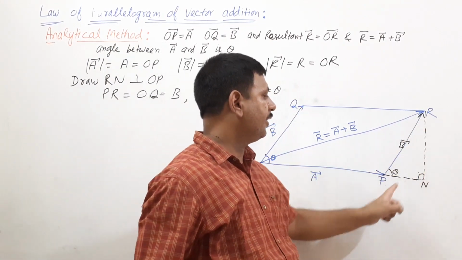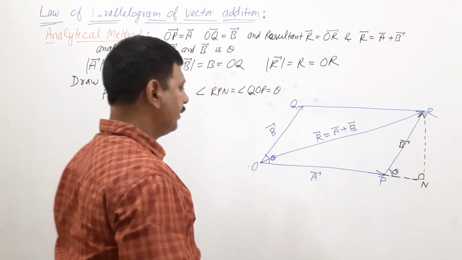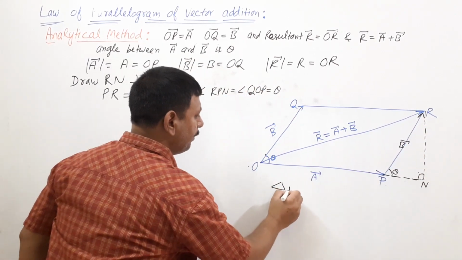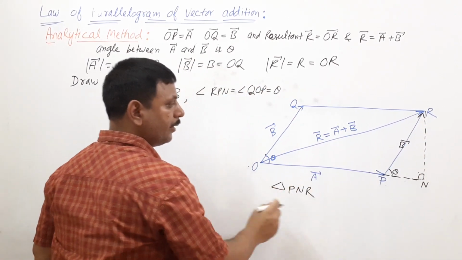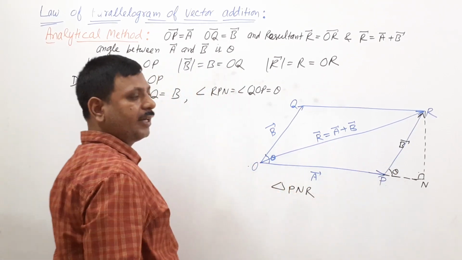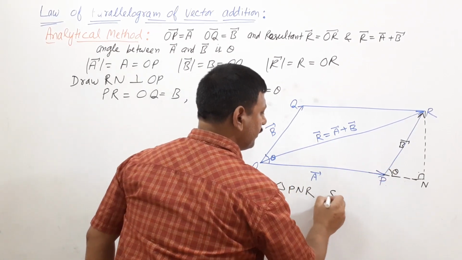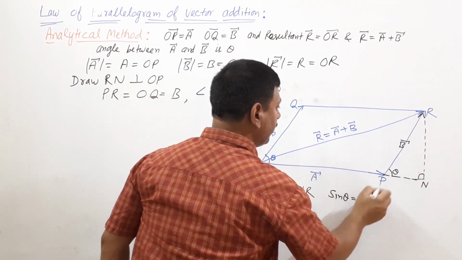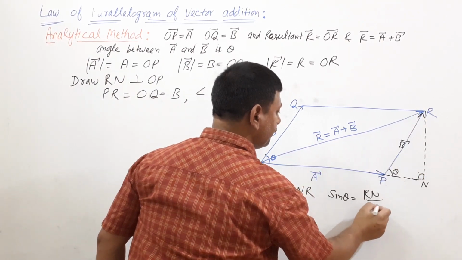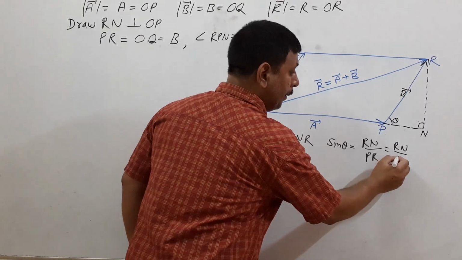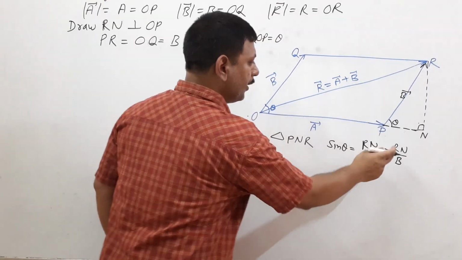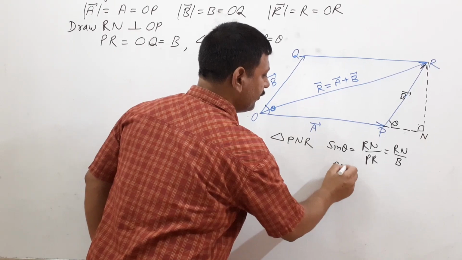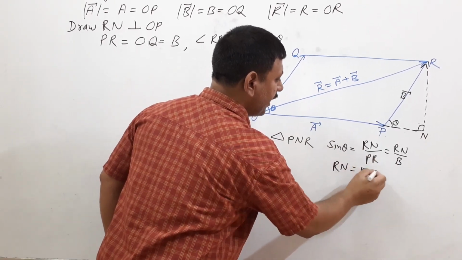If we go for this triangle PNR, in triangle PNR, what will be the sin theta? Sin theta is equal to RN upon PR. This is PR, B. So what is RN? RN is equal to B sin theta.